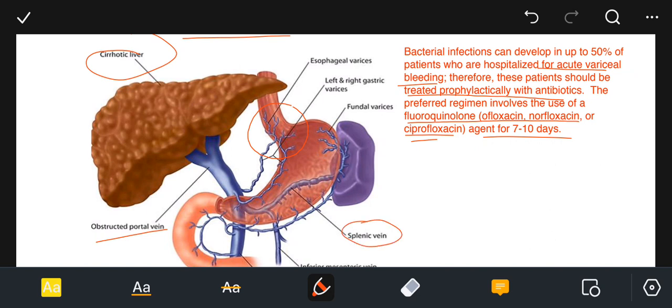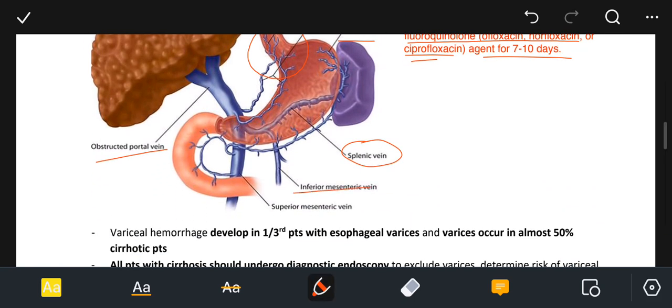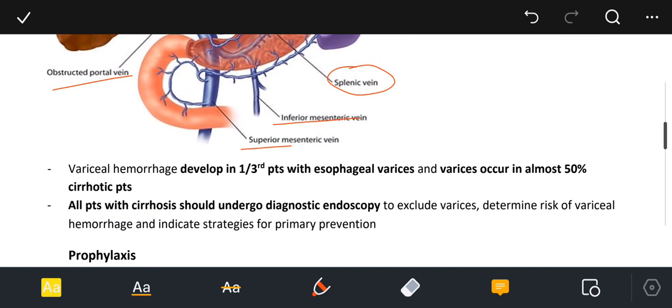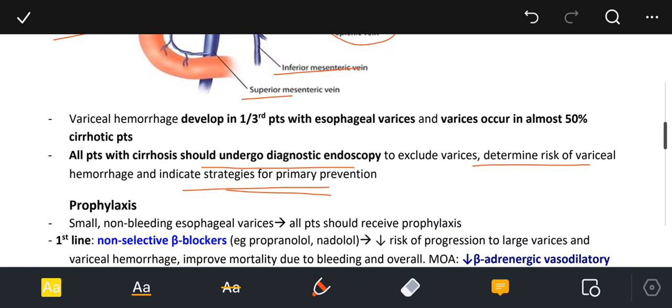So, this is the splenic vein over here. These are the fundal varices and left gastric varices and esophageal varices. Here you can see the inferior mesenteric vein and superior mesenteric vein. Variceal hemorrhage develops in one third of the patients with esophageal varices, and varices occur in almost 50% of cirrhotic patients. All patients with cirrhosis should undergo diagnostic endoscopy to exclude varices, determine risk of variceal hemorrhage, and indicate strategies for primary prevention.